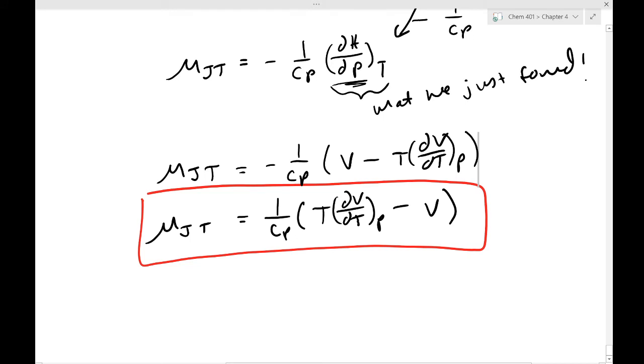All we have to know is the constant pressure heat capacity, the volume, and the temperature. And we know the Joule-Thomson coefficient.